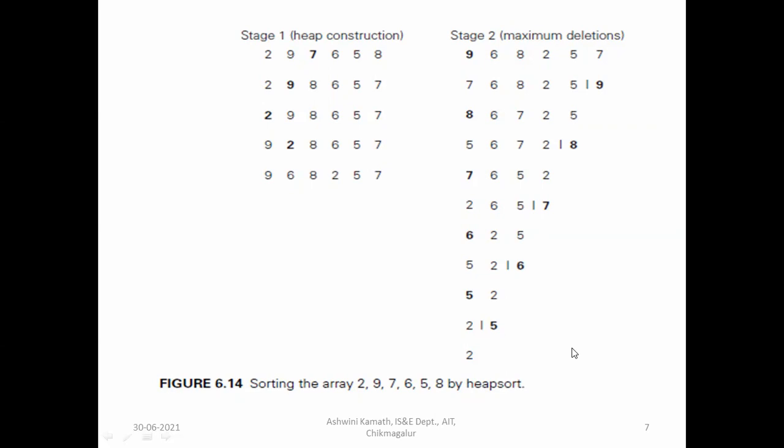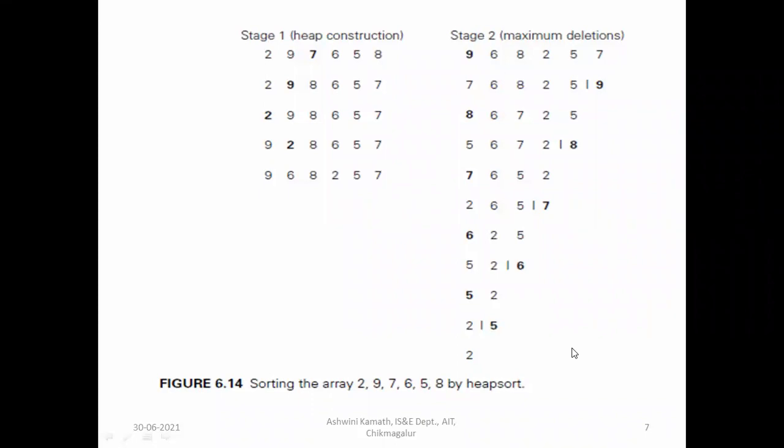So stage 1, that is heap construction, we have discussed in the last class. The given values are 2, 9, 7, 6, 5, 8. We construct it by first creating a binary tree, then starting from the last leaf node, we compare and exchange if it is not satisfying the parental dominance condition. Once the heap construction is done, we are left with 9, 6, 8, 2, 5, 7.